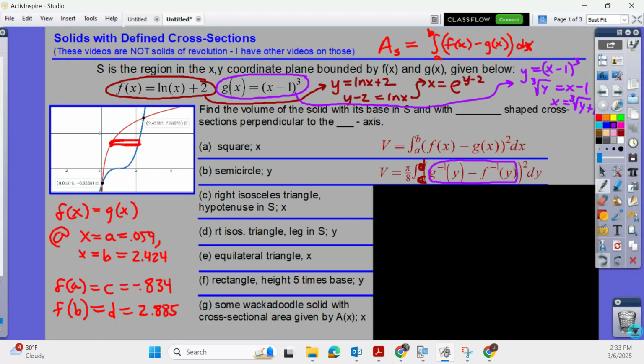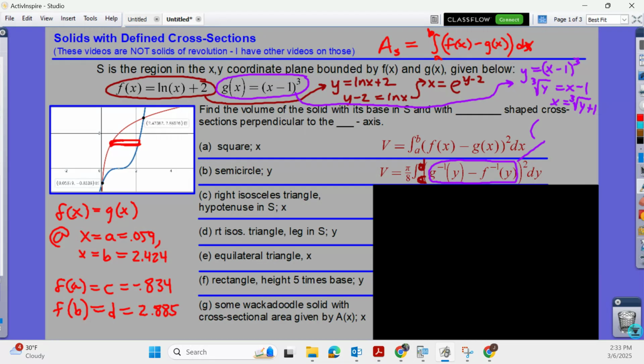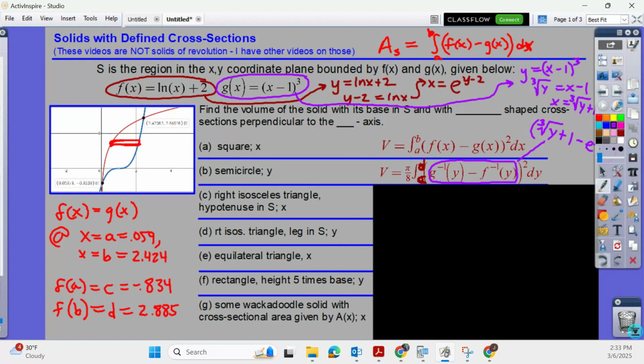It's going to look like this. g inverse was the cube root of y plus 1. And then f inverse of y was e to the y minus 2, so it'll be minus e to the y minus 2. Okay? You can write it like that in there, or you can write it like this in there, as long as you clearly define what g inverse and f inverse are.